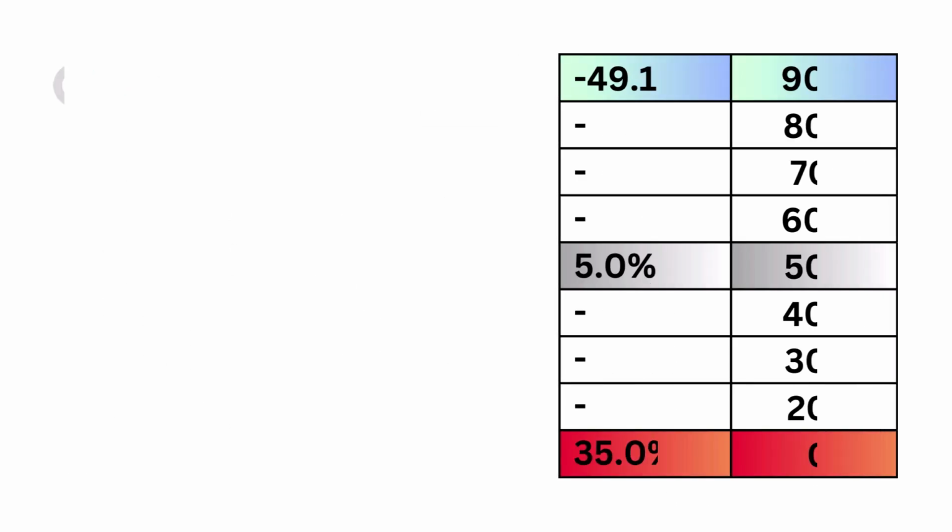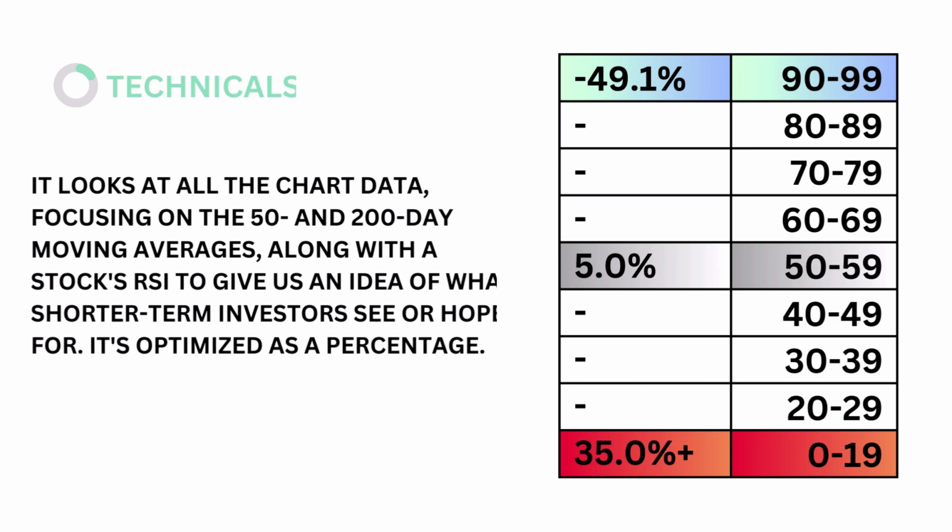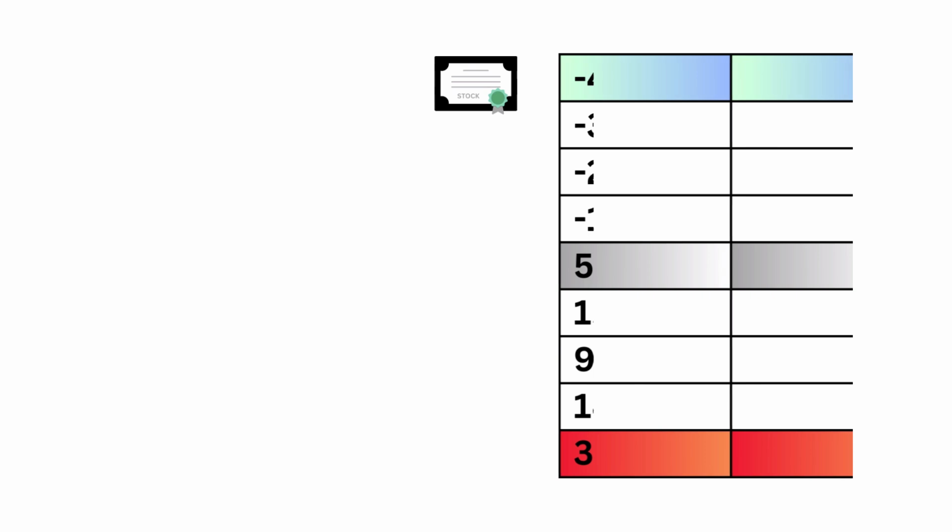Third, technicals. Technicals looks at all the chart data, focusing on the 50 and 200-day moving averages along with the stock's RSI to give us an idea of what shorter-term investors see or hope for. It's optimized as a percentage. The models tell us that a technical rate of 5% is considered average. Here's our technicals grade.